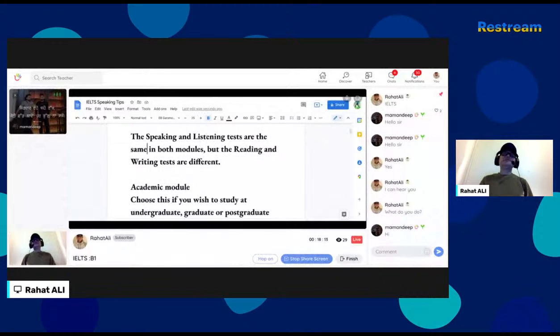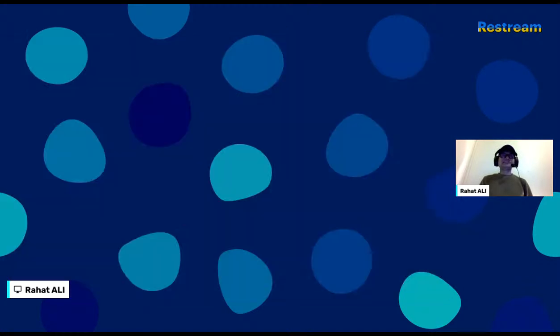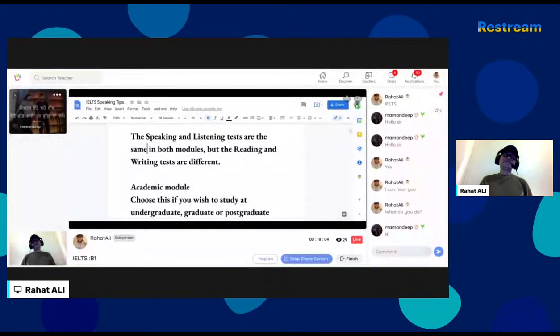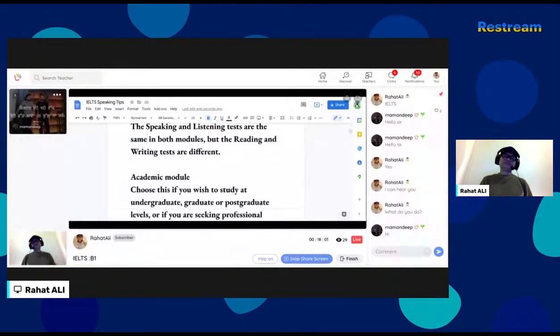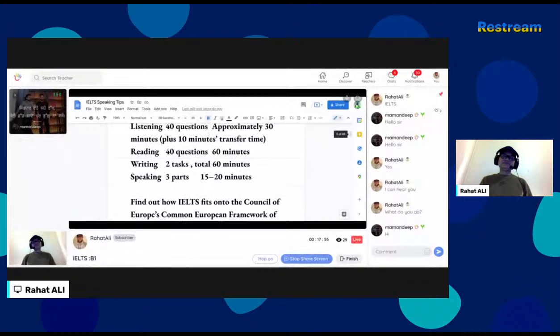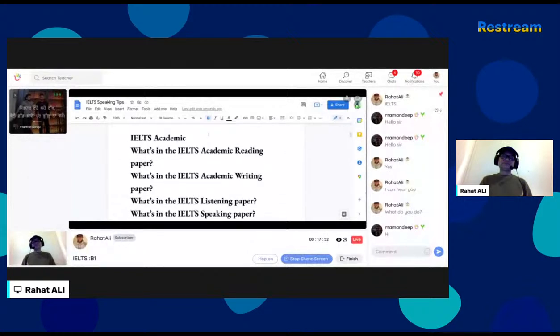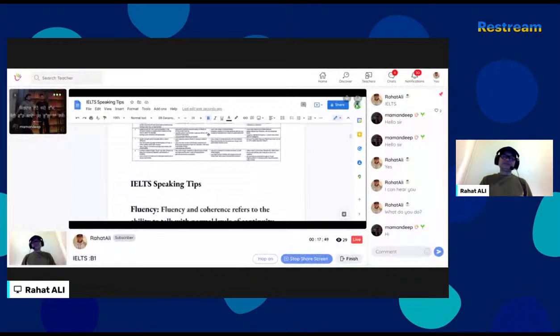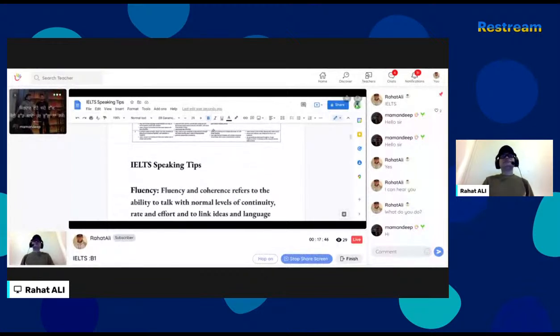You might be aware the only difference between the academic and general tests is the writing and reading sections. Listening and speaking parts are the same for both tests. Yes, sir. Okay, so it's academic. All right, so we're going to describe something about the speaking part, and after that, you're going to read a small paragraph. Okay, sir. Great.